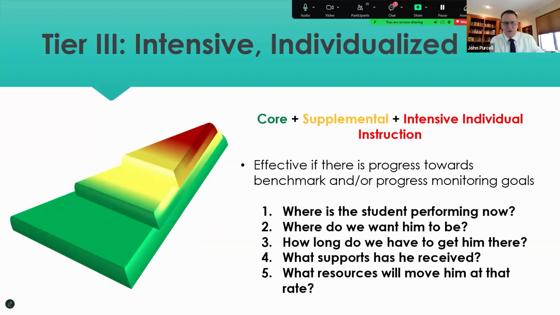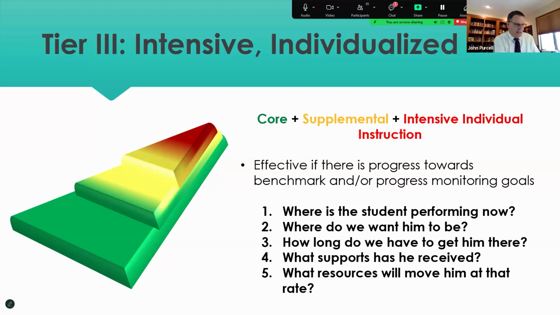but like I mentioned before, you have the core, the supplemental. Now we have that intensive individualized support. We're really drilling down now to a very, very few students. We talk about the 80, the 15, and the 5, loose percentages, but few students. Again, what must they know and be able to do? So are we making progress towards the benchmark? And are we monitoring that progress? And when they're not making progress, changing our approach.